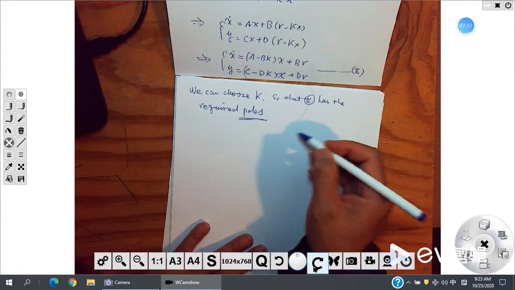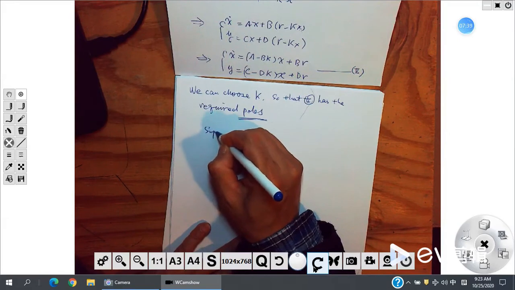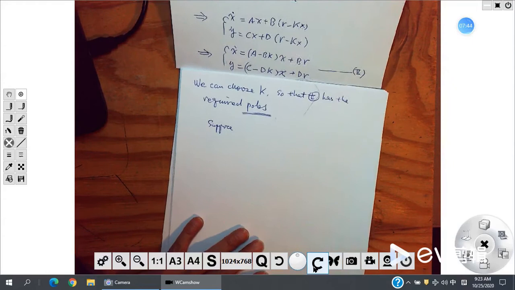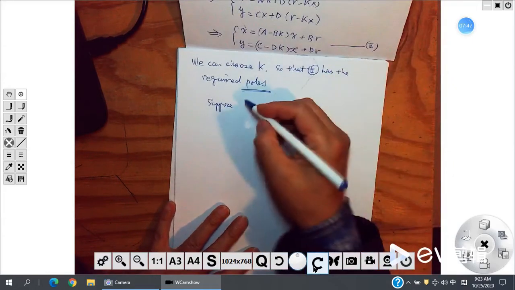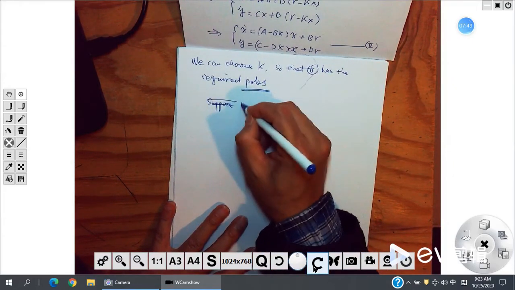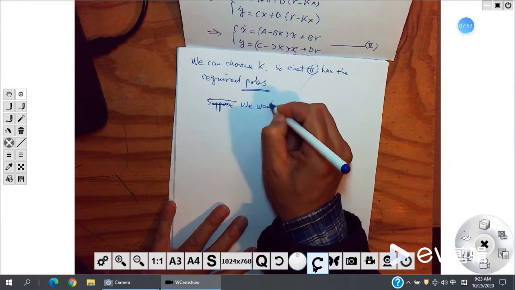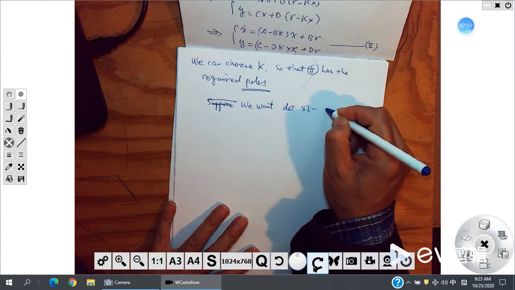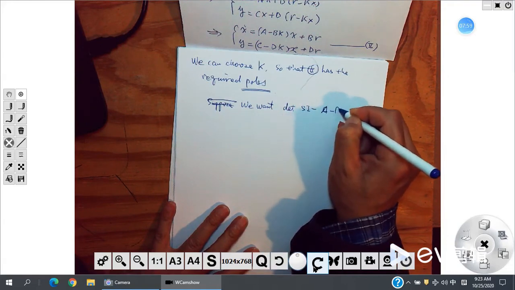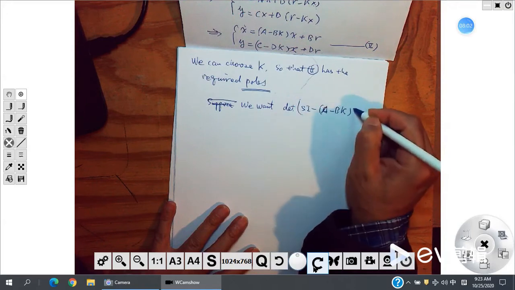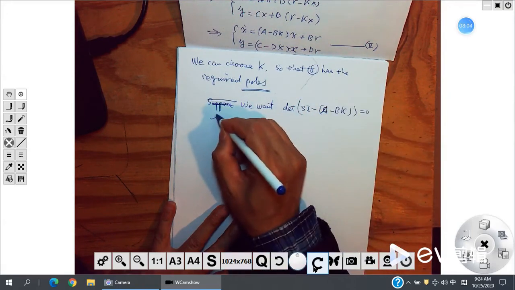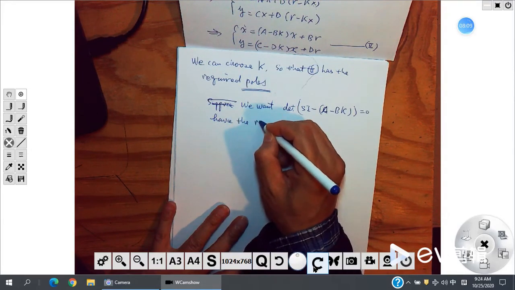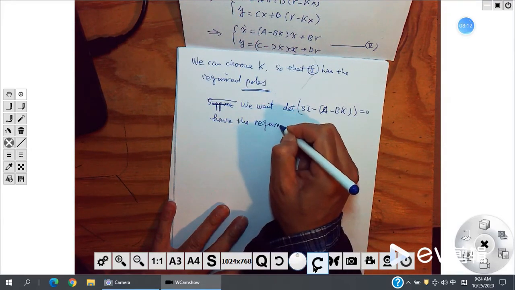Now, how to do it? This is somewhat complex. Suppose we want the determinant of sI minus (A minus BK) to have the required poles.